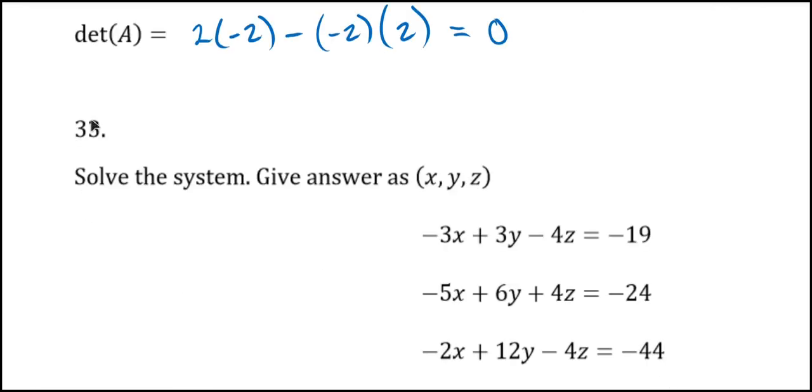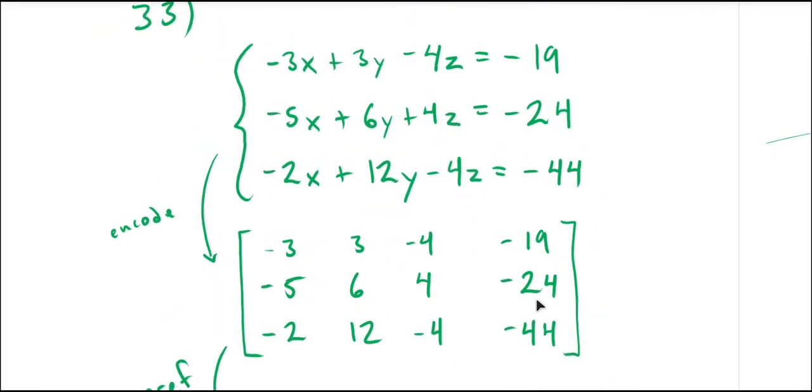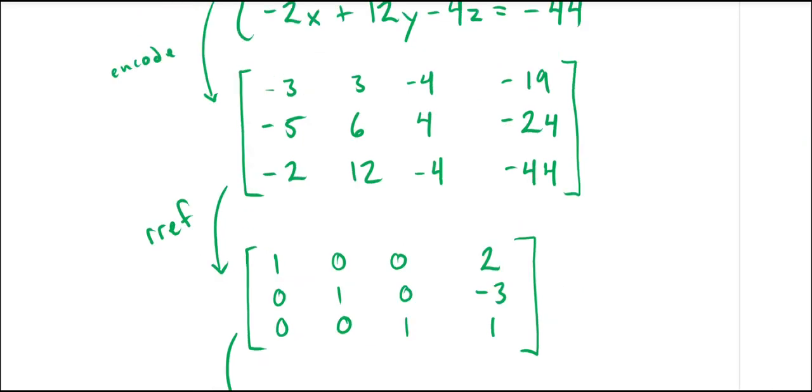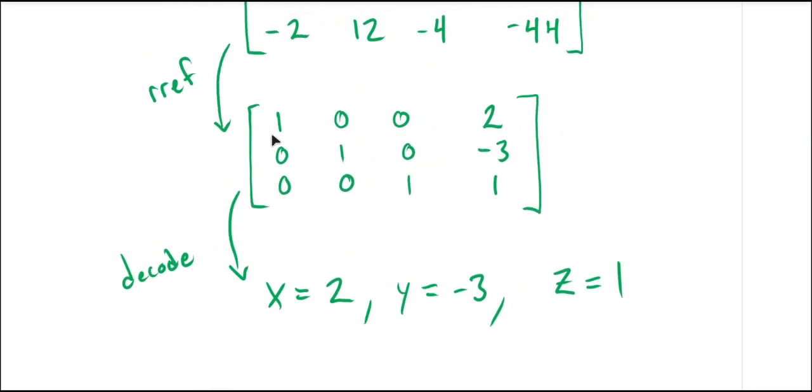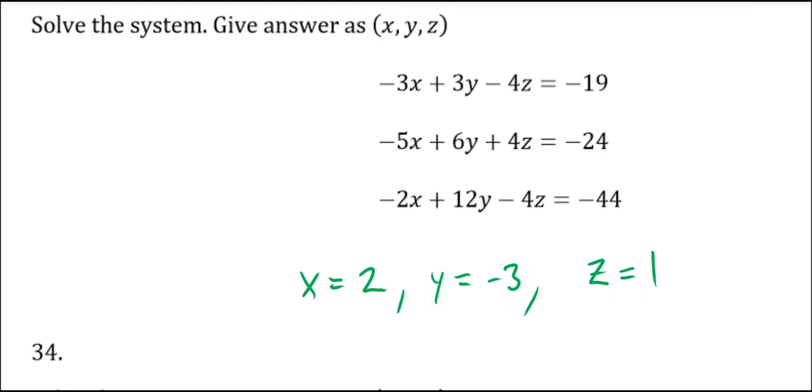Let's continue. Question 33 asks us to solve this system. So to solve this system of equations, I would first encode the coefficients into an augmented matrix. I would then put this matrix into reduced row echelon form, and then we really just have to interpret the results about x being equal to 2, y being equal to minus 3, and z being equal to 1. One of the nicest uses of matrices is to make short work of systems of equations like this, which we would otherwise have to solve through more arduous methodologies like elimination or substitution.